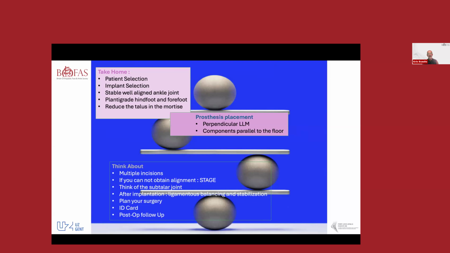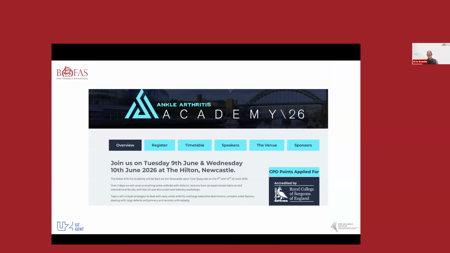So plan your surgery well in advance and try to use an ID card. I learned a lot keeping all this information for myself and looking at what I did during surgery and what I planned, and whether it gave a good or a bad outcome. So that was what I wanted to say. If you want to learn more, there is the Ankle Academy in Newcastle in the month of May. So thank you for your attention.